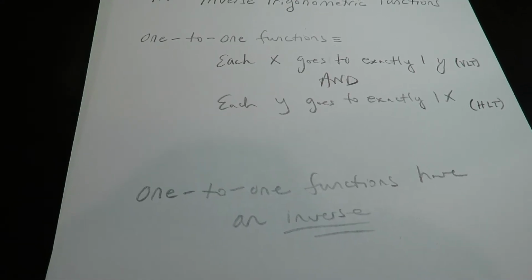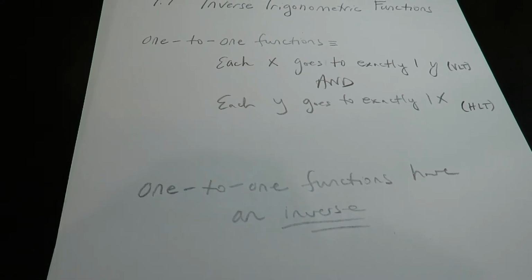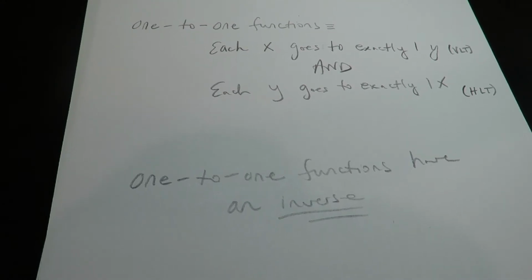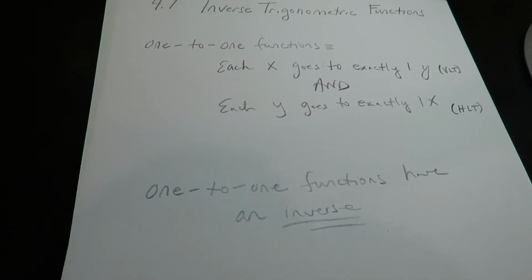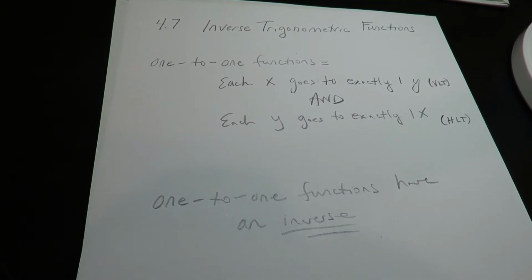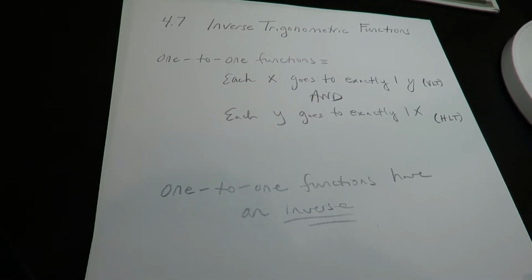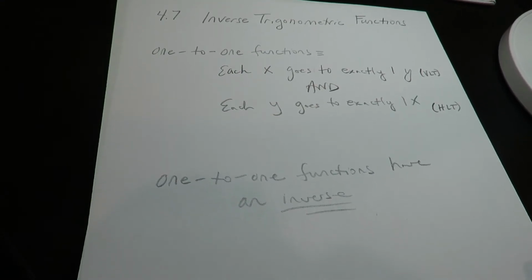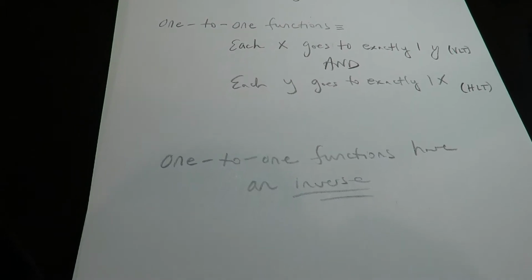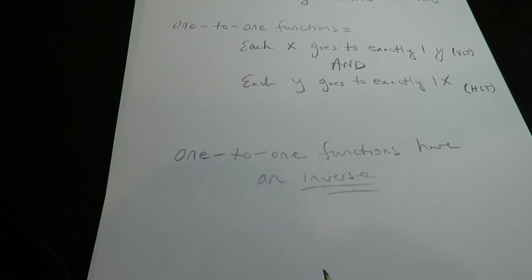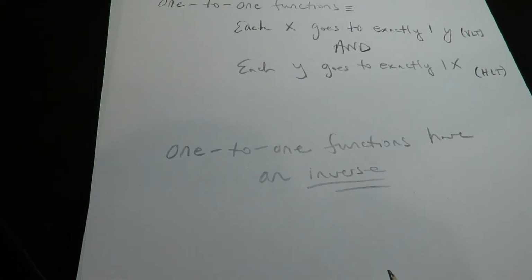Now, let's just talk a moment about an inverse. An inverse is an opposite, okay? So if I wrap a gift, the inverse would be to unwrap it. If I add 5, the inverse would be to subtract 5. So we've talked about inverses before, and I've made this statement before, but now we're applying it to the trig.